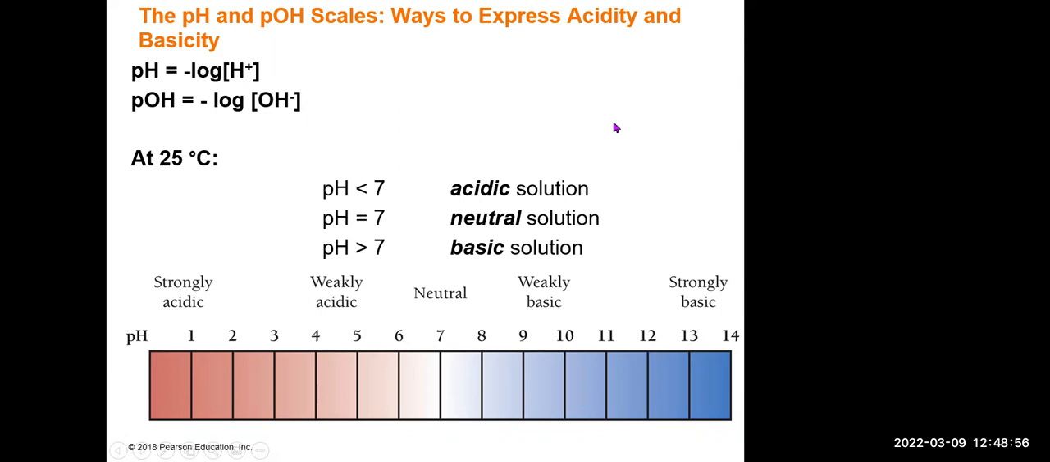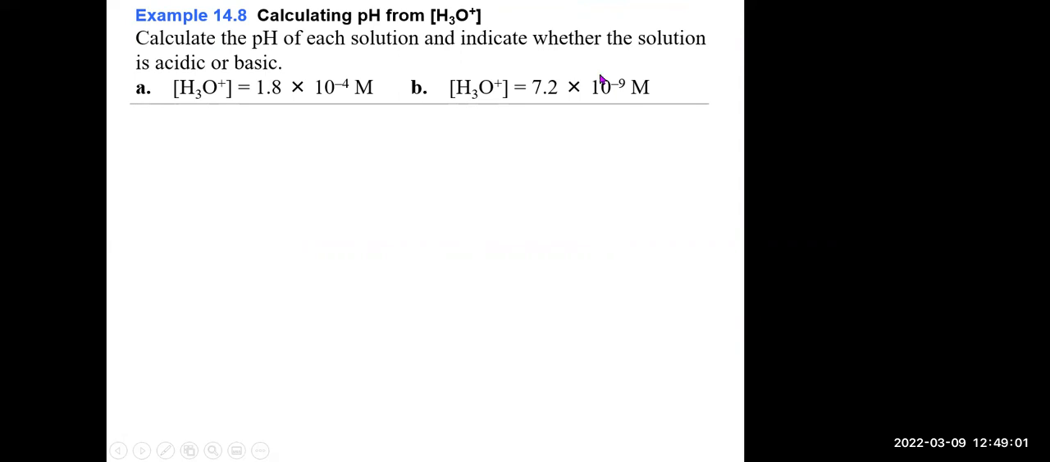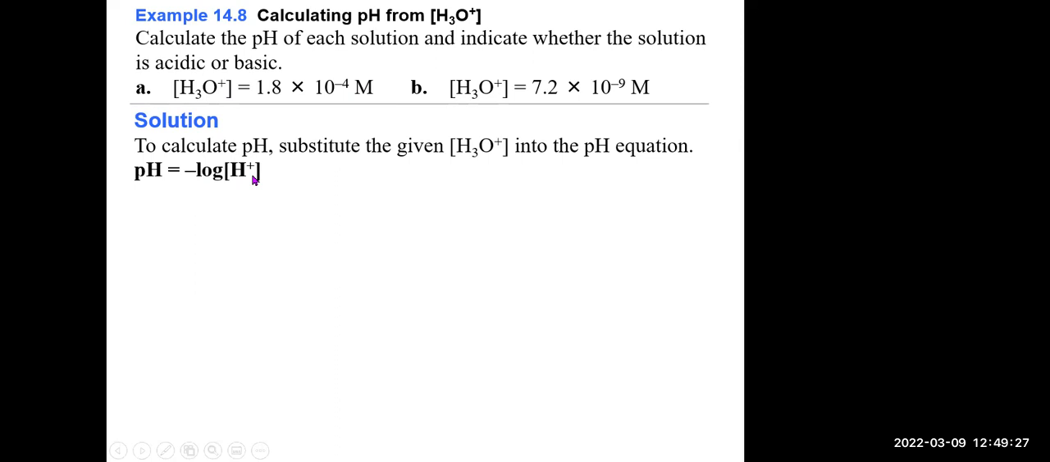Here we want to calculate the pH of each solution, then indicate whether the solution is acidic or basic. What you have is the concentration of H3O plus. We know we can use H3O plus and H plus in the same way, which means if this concentration is for H3O plus, it's the same as for H plus. In the equation, we write pH equals negative log H plus, so we can use the number for H3O plus. We just plug it into the calculator. Again, this log is the base 10 logarithm. We get negative negative 3.74, so a positive 3.74, which means the pH is less than 7, so it's acidic.